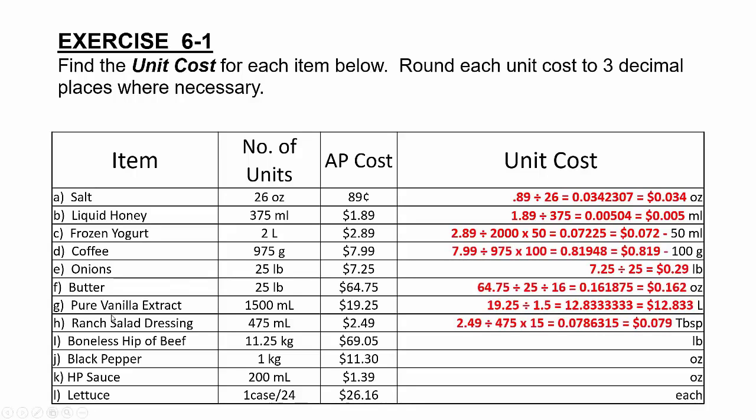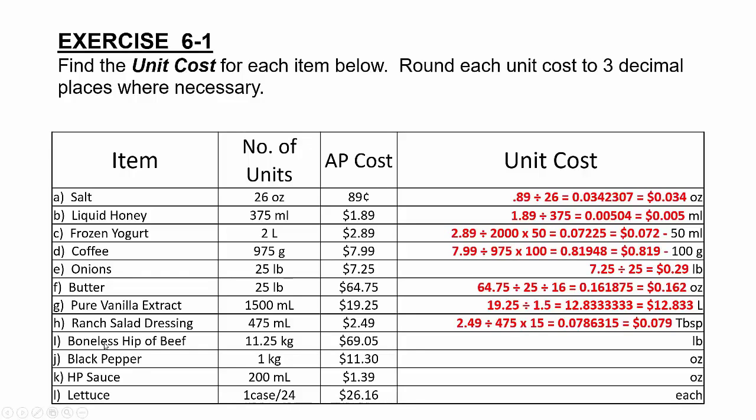Let's jump down to ranch salad dressing. You'll notice that everything we've done above is exactly the same way. AP cost divided by the amount of units. Depending on what type of units we're looking for, we either convert the units that we purchased or we just go ahead and do the math. Remember, you do have the unit conversion chart with you for your tests, a tool that you still need to know how to use, so practice is an actual good thing for you to do.